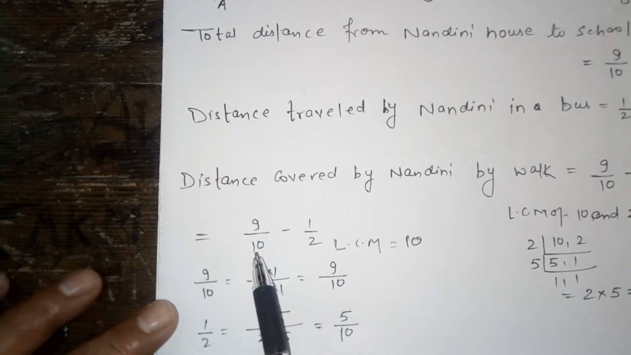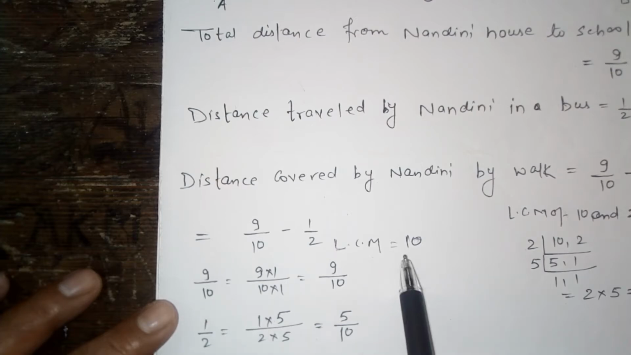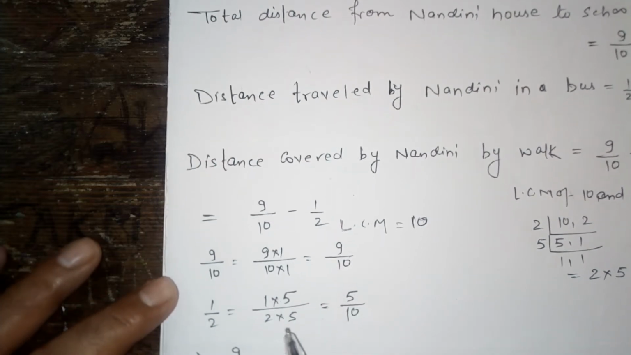In 9 upon 10, the numerator is 9 and the denominator is 10. So 10 is converted to 10. How? Look here. Numerator and denominator multiplied by 1: 9 into 1 upon 10 into 1. It will give you 9 upon 10.